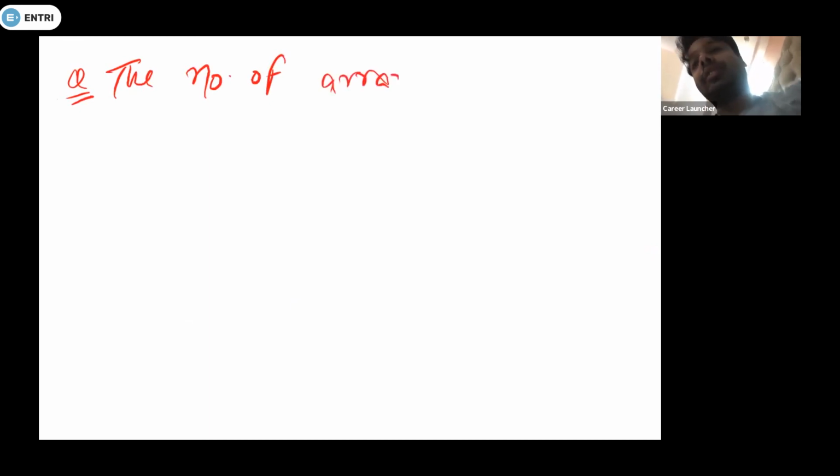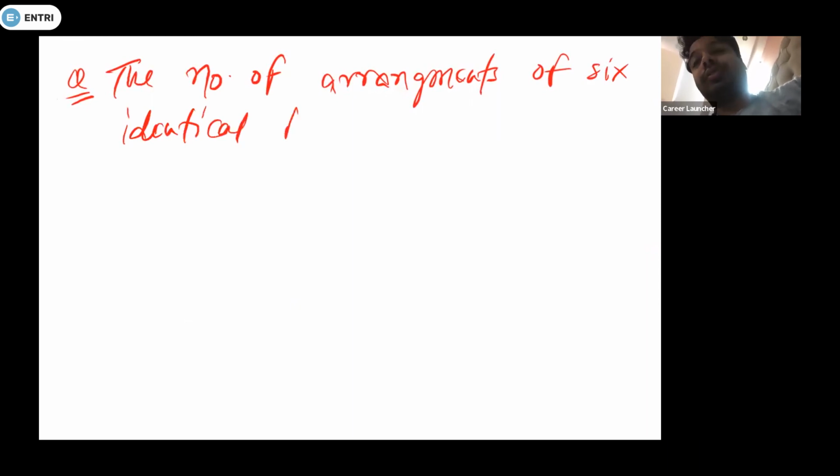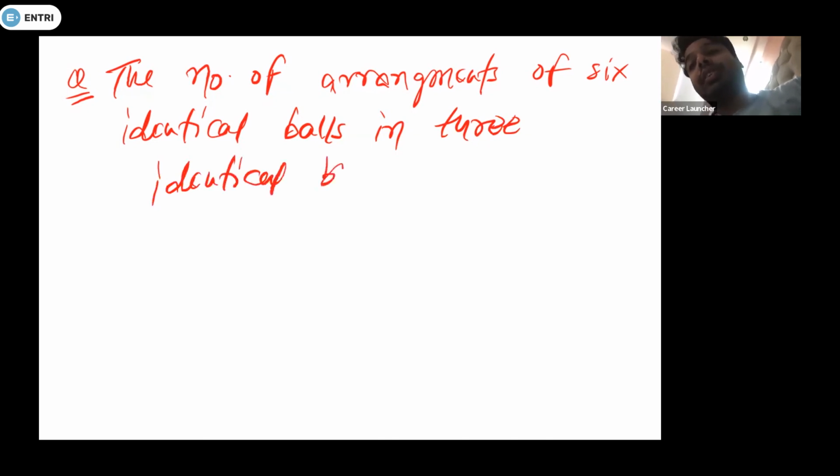So what is the next one? The number of arrangements of 6 identical balls in 3 identical bins is.